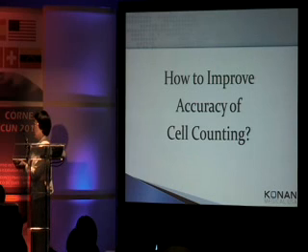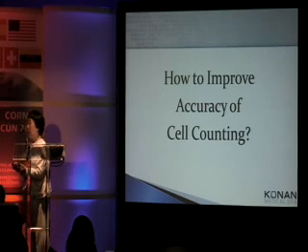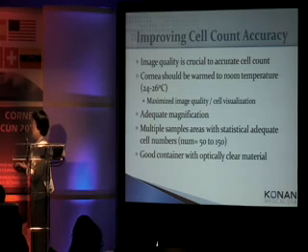How to improve accuracy of cell counting? The more stringent the regulatory requirements become, the more important the accuracy of cell counting becomes. The image quality is crucial to accurate cell count, and also the cornea should be warmed to room temperature, at least 24 to 26 degrees centigrade, to optimize the image quality and then cell visualization.